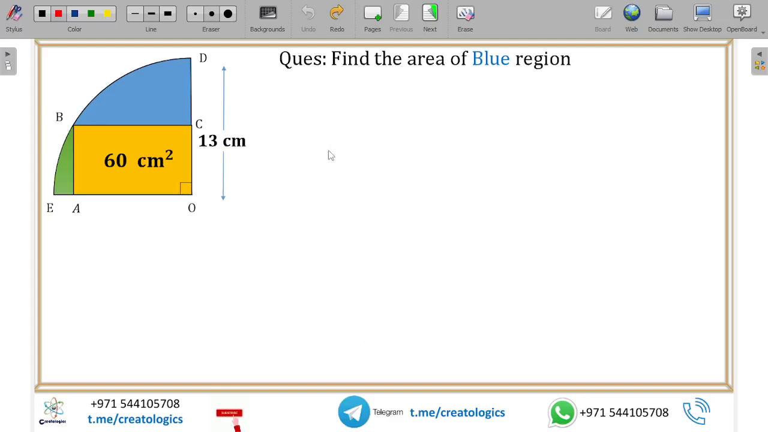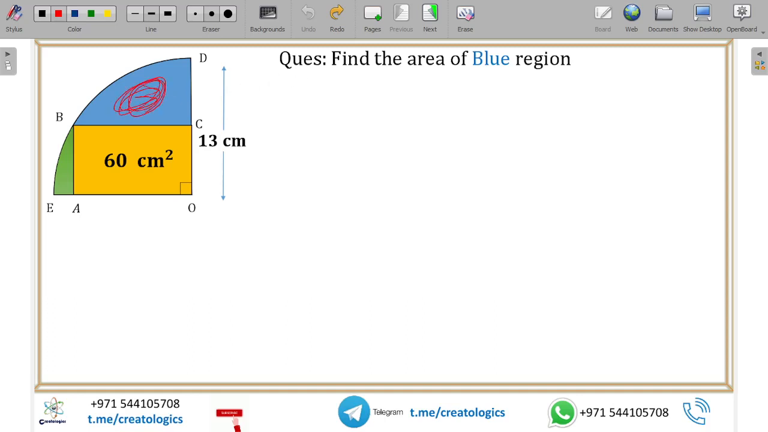Hello there. So, this question is a very interesting question and you should give it a try. You can pause the video and try this question. Believe me, it's a very interesting question. Here the question says: find the area of the blue region, which you can see here.